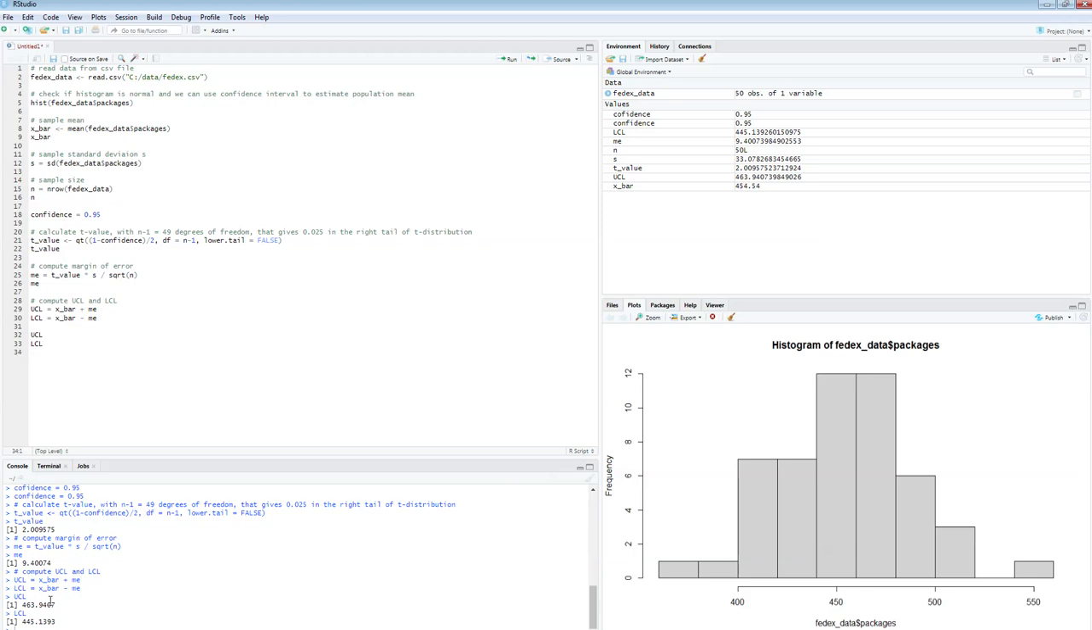Okay, so what do I see? Well, here's the result. If I want to be 95% sure, right, I use a 95% confidence level, about where exactly my true average hourly productivity is for freshly hired and trained workers, then it's somewhere between 445.1 packages per hour to 463.9 packages per hour, okay?